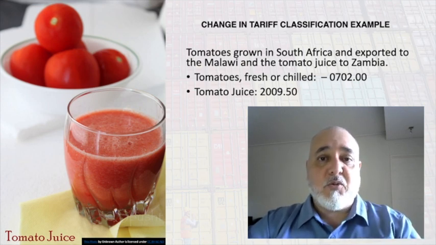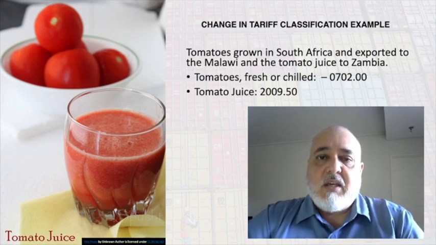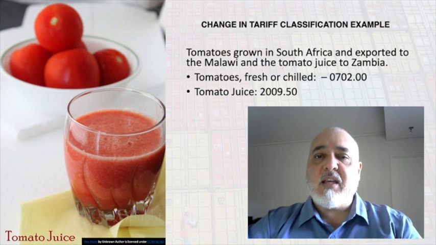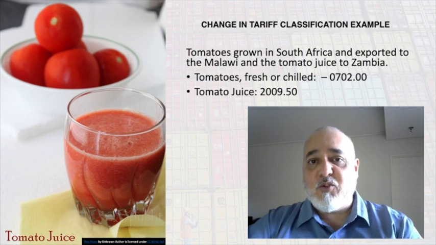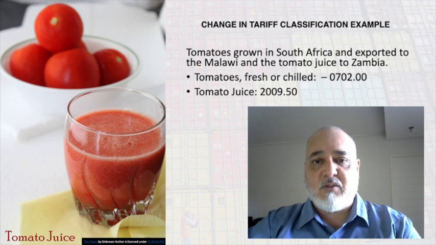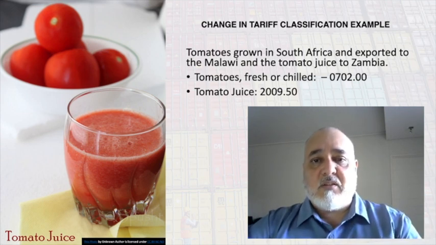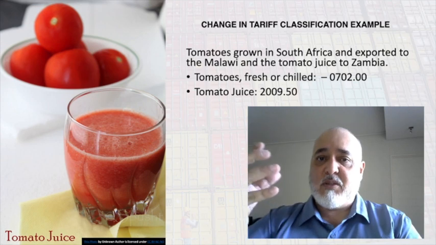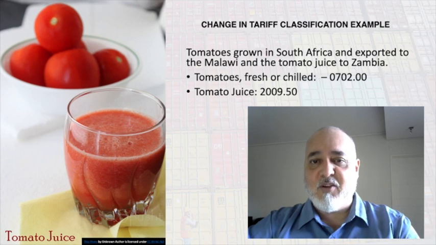Now let's consider tomato juice. The tariff classification for tomato juice is 200950. If the tomato is grown, for example, in South Africa and processed into tomato juice as well in South Africa, it will be classified under heading 200950, and of course the origin will be South African. However, if the tomato is grown in South Africa, but the processing of the tomato juice takes place, let's say, in Zambia, the origin changes.